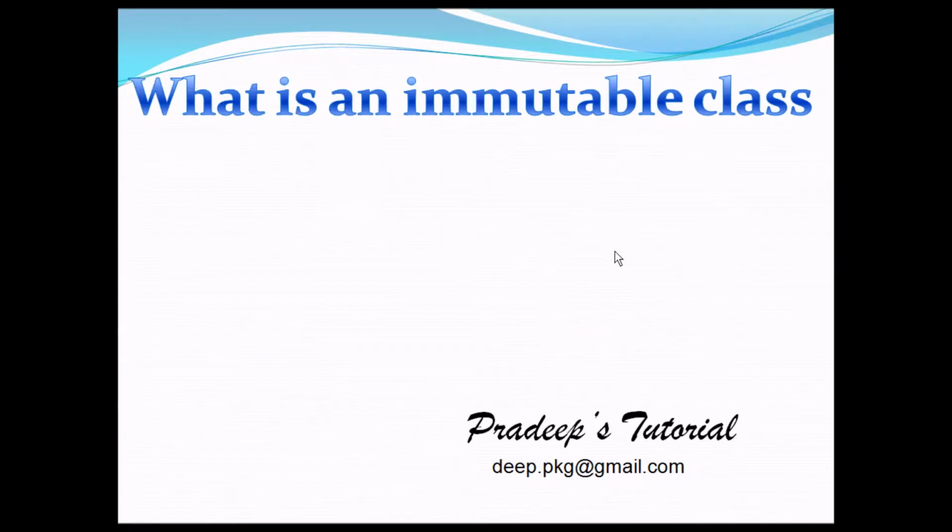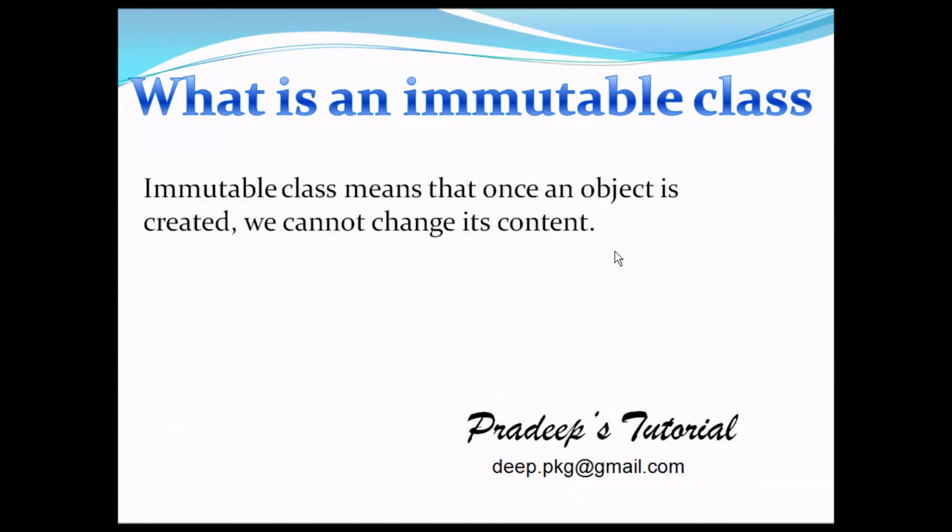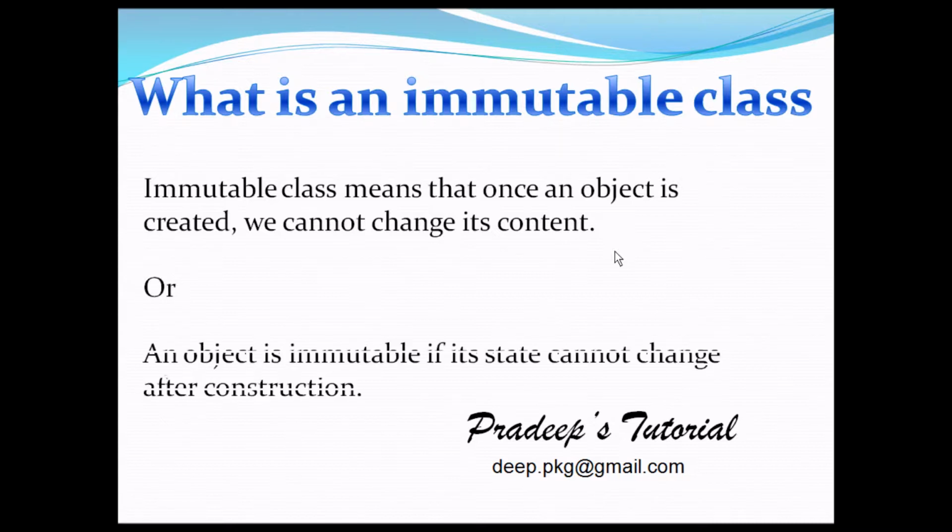So what is an immutable class? A simple definition is: immutable class means that once an object is created, we cannot change its content, or an object is immutable if its state cannot change after construction. So once we have created the object, we cannot change the state of the object later.